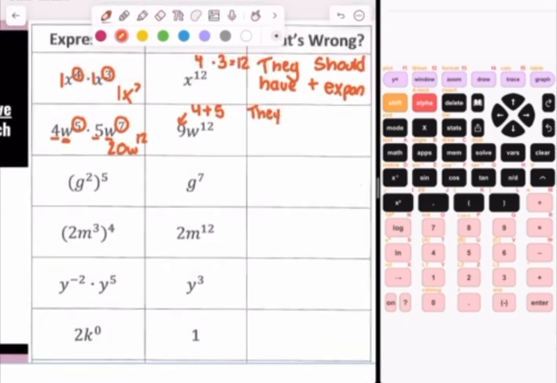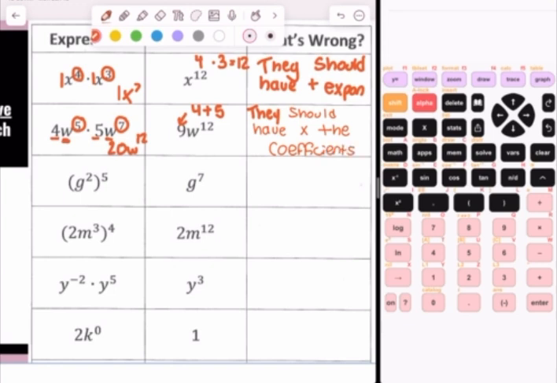They should have multiplied the coefficients. Perfect. All right, let's look at the next one.